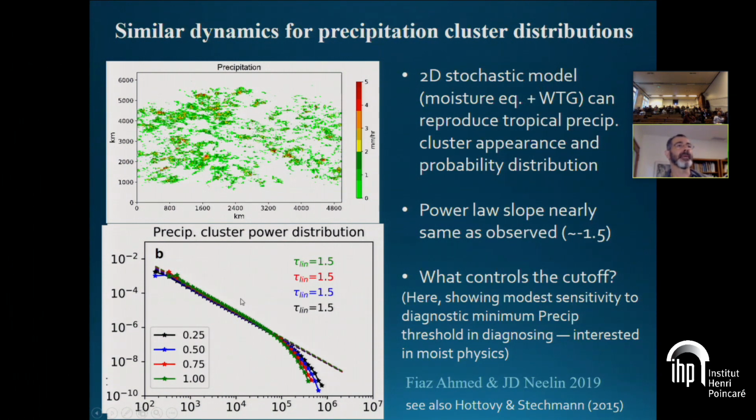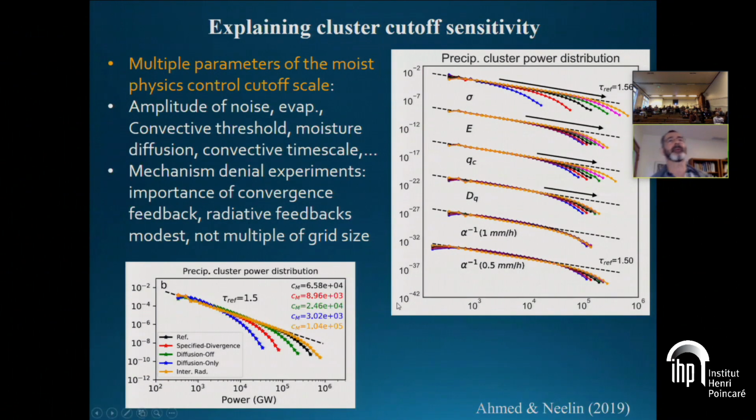So do we get the cluster power distributions? Yes, about a minus 1.5 long power law range followed by a cutoff. Here is just testing the sensitivity of the cutoff to thresholds of the precipitation. And then we're interested in what moist physics would govern this. So it turns out, yes, the cutoff depends on moist physics.